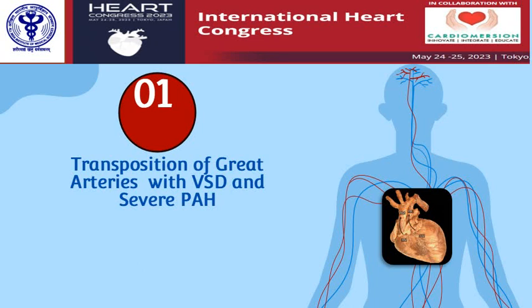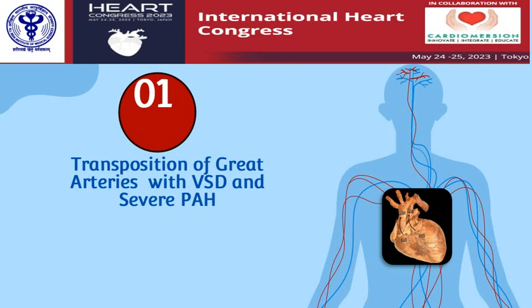In transposition of great arteries, the defect is that the right ventricle gives origin to the ascending aorta, and the left ventricle gives rise to the pulmonary artery, when normally the left ventricle will give rise to the aorta and the right ventricle will give rise to the pulmonary artery. Because of this, there is a cyanotic heart disease. Then there is a presence of a ventricular septal defect in many cases, and because of it, there is some mixing occurring. Plus, there is an increased pulmonary blood flow also.